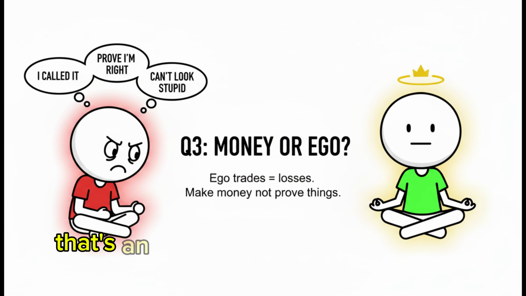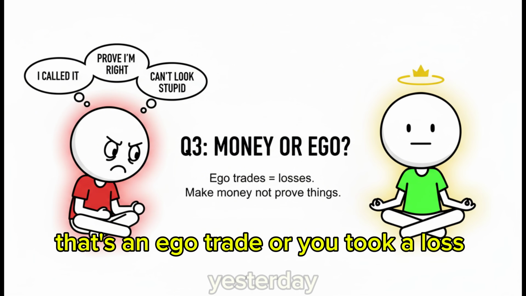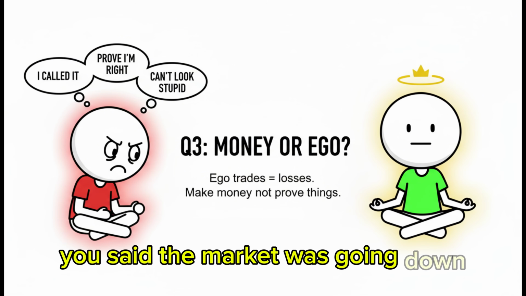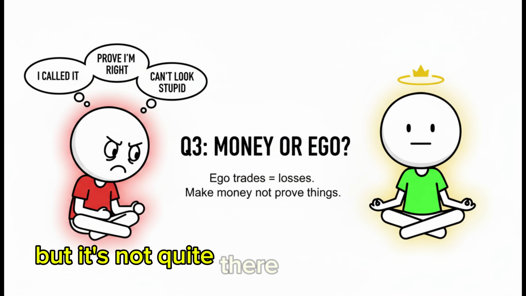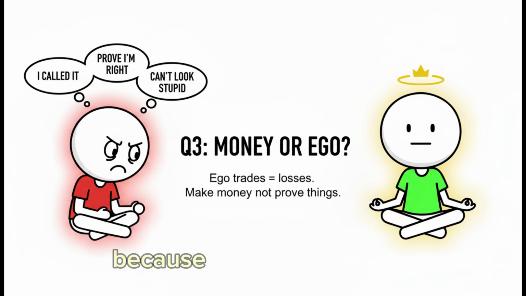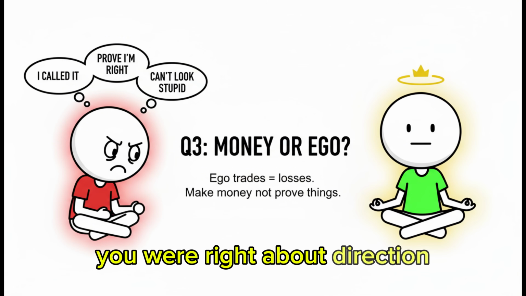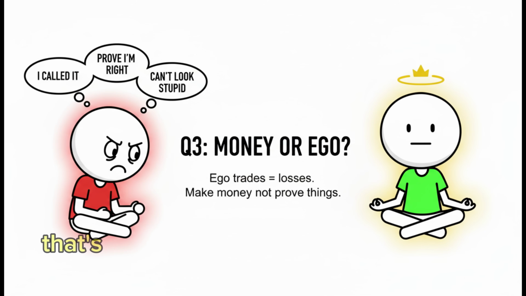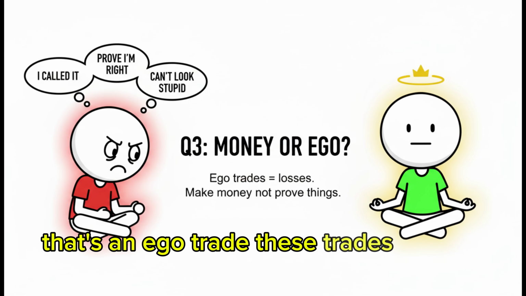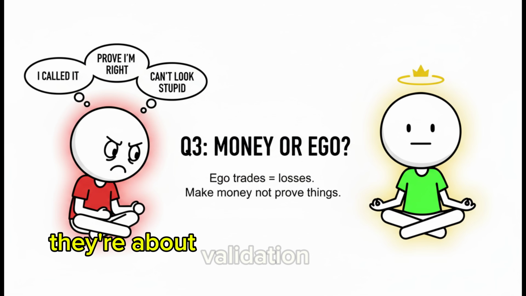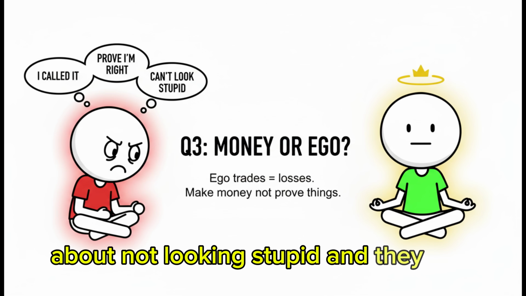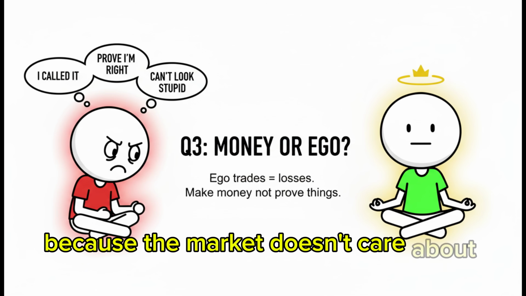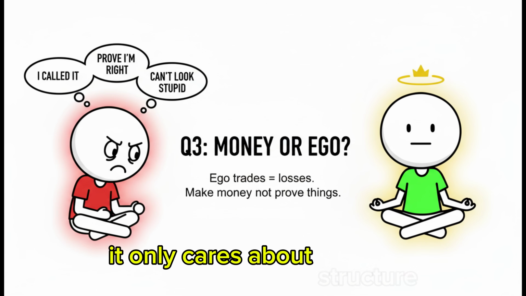To prove it, that's an ego trade. Or you took a loss yesterday. You said the market was going down, it went up. Now today you see another short setup, but it's not quite there. You take it anyway, because you need to prove you were right about direction, even though timing was wrong. That's an ego trade. These trades are not about profit. They're about validation, about proving something, about not looking stupid. And they lose, because the market doesn't care about your ego. It only cares about structure.